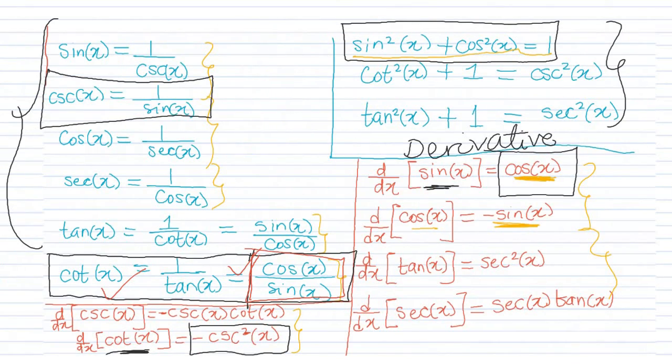And here is the confirmation. What is the derivative of cosine x? It is negative sine x.